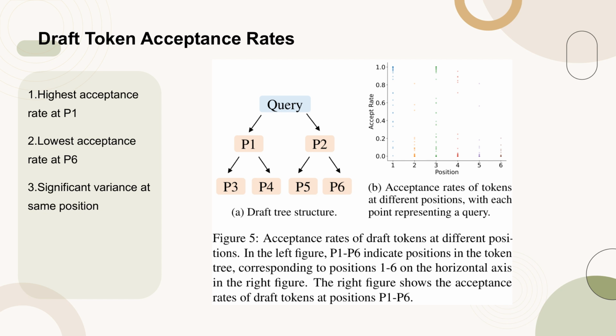The left figure labels positions P1 through P6, which correspond to positions 1 through 6 on the horizontal axis of the right figure. The right figure displays the acceptance rates of draft tokens at these positions. Notably, the highest acceptance rate is observed at position P1, while the lowest is at position P6. Additionally, there is significant variance in acceptance rates at the same position, indicating that context plays a role in token acceptance.